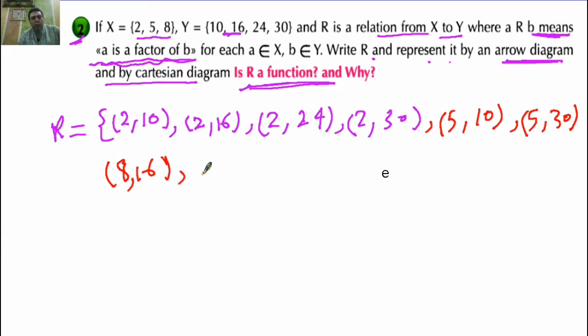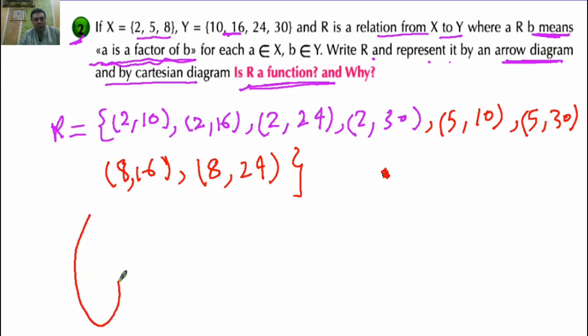8 and 24. 24 is divisible by 8. 8 is not a factor of 30. That is the relation. After that, the arrow diagram. This is the set X. This is the set Y.